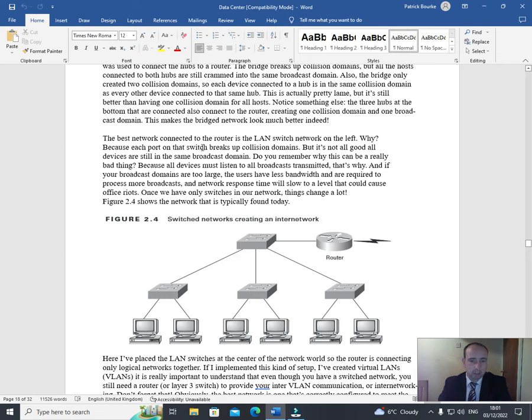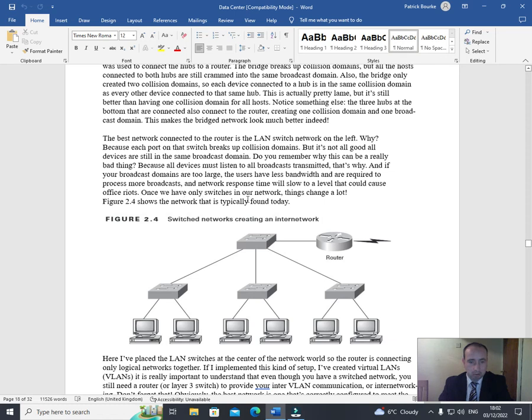The best network connected to the router is the LAN switch network on the left. Why? Because each port on that switch breaks up collision domains, but it's not all good. All devices are still in the same broadcast domain. Do you remember why this can be a really bad thing? Because all devices must listen to all broadcast transmissions. That's why. And if your broadcast domains are too large, the users have less bandwidth and are required to process more broadcasts. The network response will be slow to a level that could cause office riots.